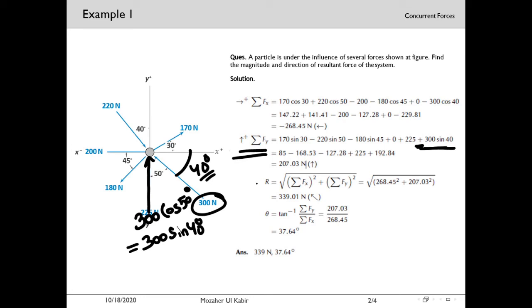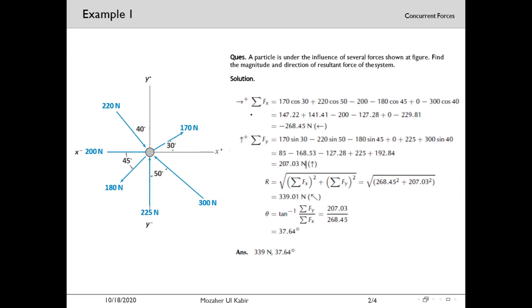Now summing this up, we will get the value as 207.03 Newton. As this is positive, it will be acting upward. So to conclude, we can say that summation of f of x is minus 268.45, which will be in negative direction, and the value is 268.45.